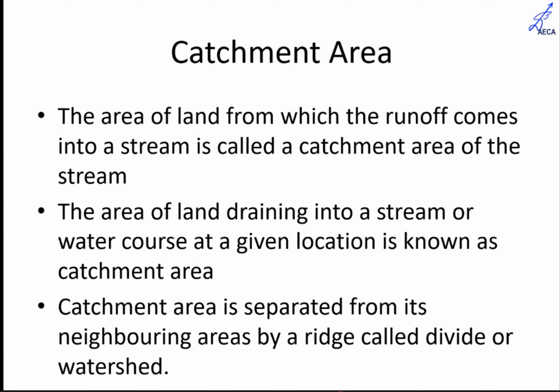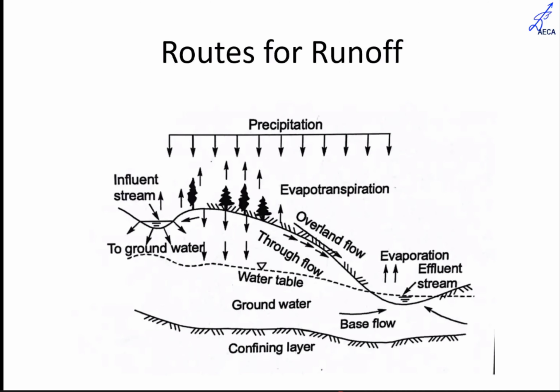Further, the area of land draining into a stream or water course at a given location is also known as a catchment area. There will be a number of catchments, and these are separated from the neighboring areas by a ridge, which are called divides or watershed boundaries. What are the routes for the runoff? The runoff can have an overland flow, which is called a surface runoff, or through a stream, or it will further go below the ground and maybe contribute to another stream in another catchment.